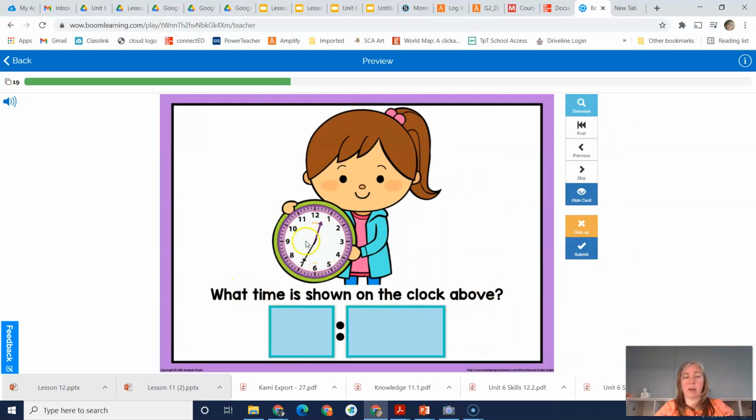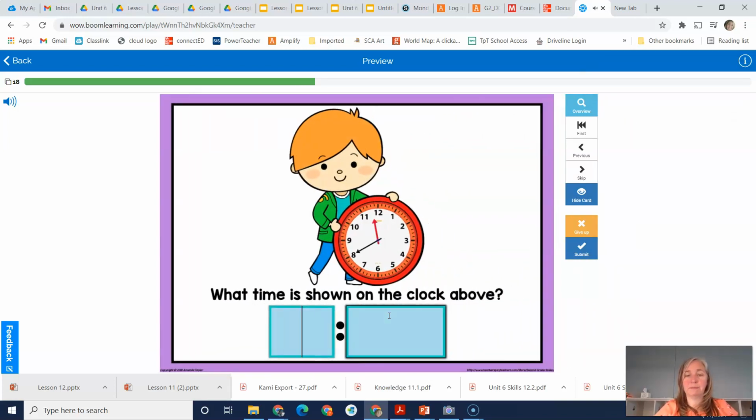What time is shown on the clock above? My hour hand is between the 12 and the 1, so it is 12 and 5, 10, 15, 20, 25, 30, 35. All right. My hour hand is between the 11 and 12, so it is 11 and 5, 10, 15, 20, 25, 30, 35, 40.